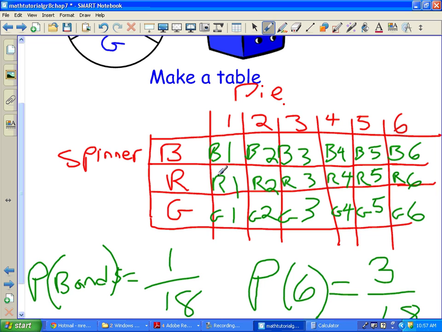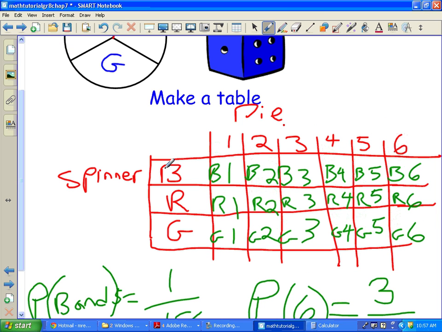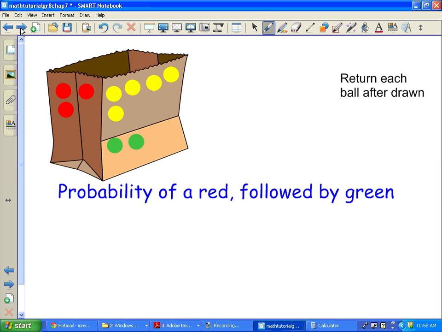Okay. So whenever you're given something and you only have 2 events, you can make a table with the possible outcomes of one of them down one side, and the possible outcomes across the other side of the other event. Okay, so looking at this one here, this is a pretty famous one where you've got to draw 2 of them, and you're going to see what's the chances of getting a red and then getting a green right afterwards.